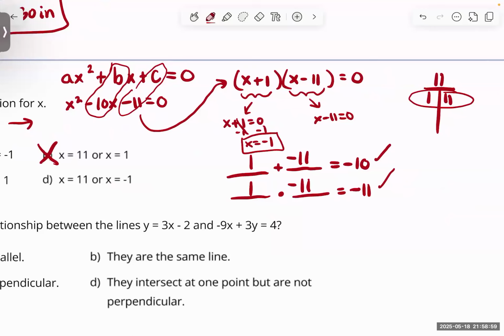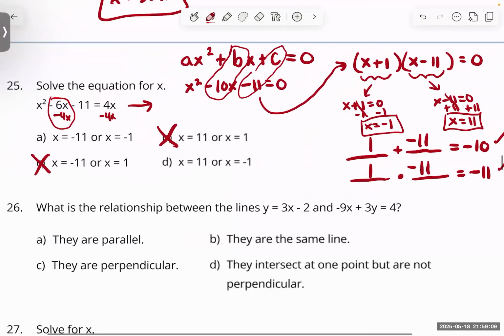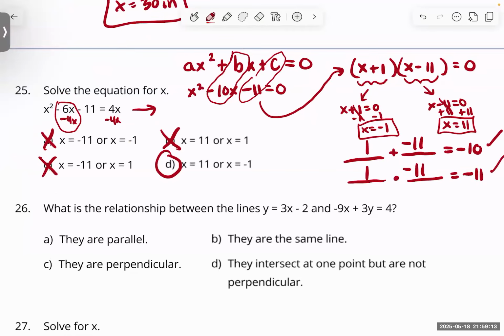X minus 11 equals 0. Add 11 to both sides because, again, we want x by itself. X equals 11. Positive 11. That's not this one. The answer is D.